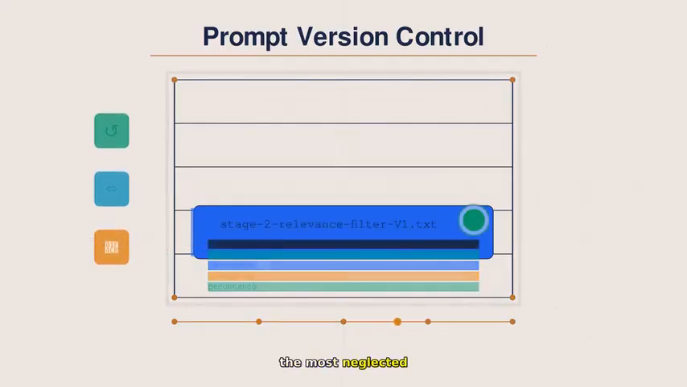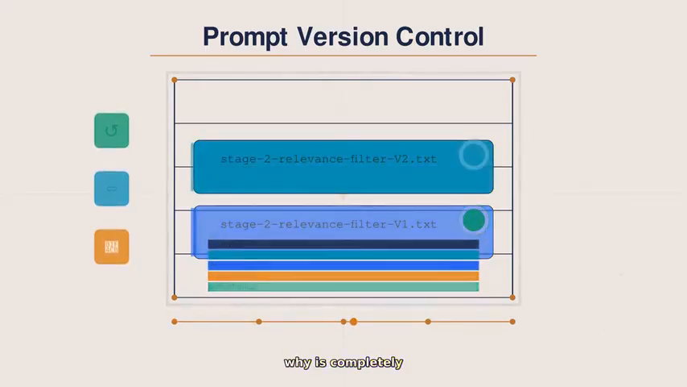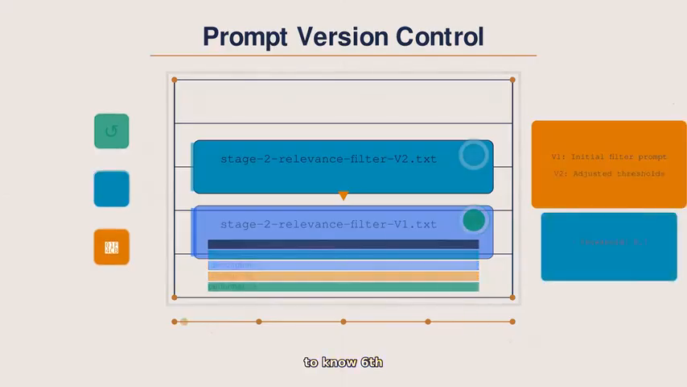That last one is the most neglected and most valuable. The what is visible from reading the prompts. The why is completely invisible without documentation. And 6 months from now, when the pipeline needs to change, the why is exactly what you need to know. Sixth, version history. Every prompt change, what changed, and why.